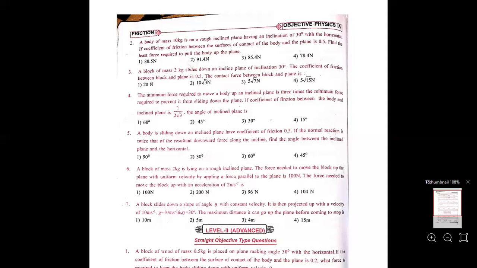A block of mass 2 kg is lying on a rough inclined plane. The force needed to move the block up the inclined plane with uniform velocity by applying a force parallel to the plane is 100 Newton. The force needed to move the block up the plane with an acceleration of 2 meters per second square is dash. Have you seen the problem? Now, look at the board, all of you.